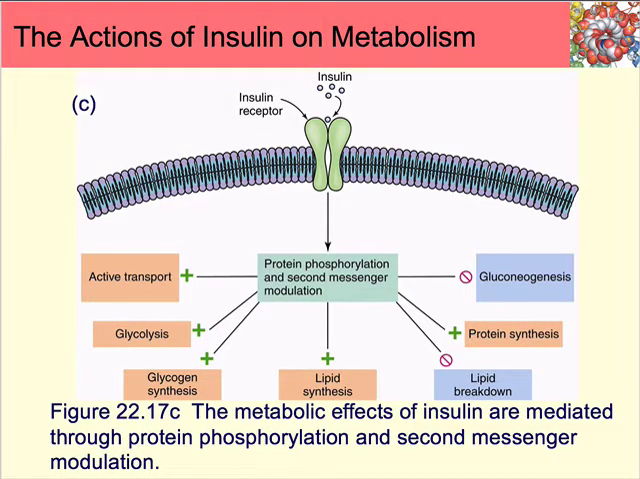And this shows the action of insulin on metabolism. As we've noted, insulin binding to its receptor produces protein phosphorylation and second messenger modulation inside the cell. The hormone insulin is considered the first messenger here, and all the agents produced inside are referred to as second messengers, and these modulate a series of different processes in the cell. They activate transport and glycolysis and glycogen synthesis and lipid synthesis and protein synthesis, but they inhibit gluconeogenesis and lipid breakdown. The metabolic effects of insulin, then, are mediated through protein phosphorylation and second messenger modulation.